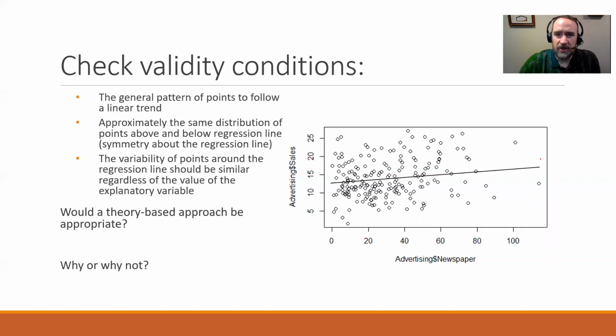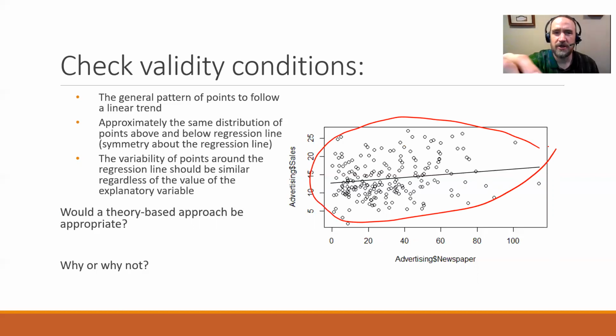I'm going to encourage you to pause the video and try this one out for yourself. So, would a theory-based approach be appropriate? Do we have points that follow a general linear trend? Well, they look like they're kind of scattered around, but around this line, I could draw myself an oval, and that's not too bad. So that seems to be okay.